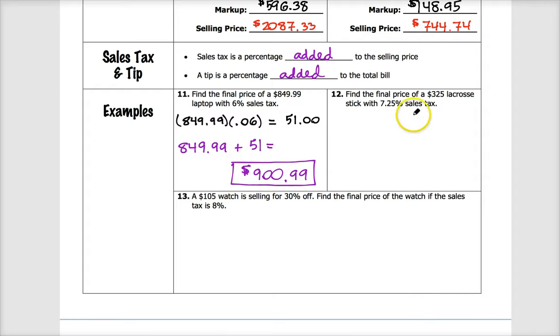Okay, number 12, find the final price of a $325 lacrosse stick with 7.25% sales tax. So it would be the original price, $325, times 0.0725 to find 7.25%. That is 23.56. So now we take 325 plus 23.56, and we get the final amount, which is $348.56.